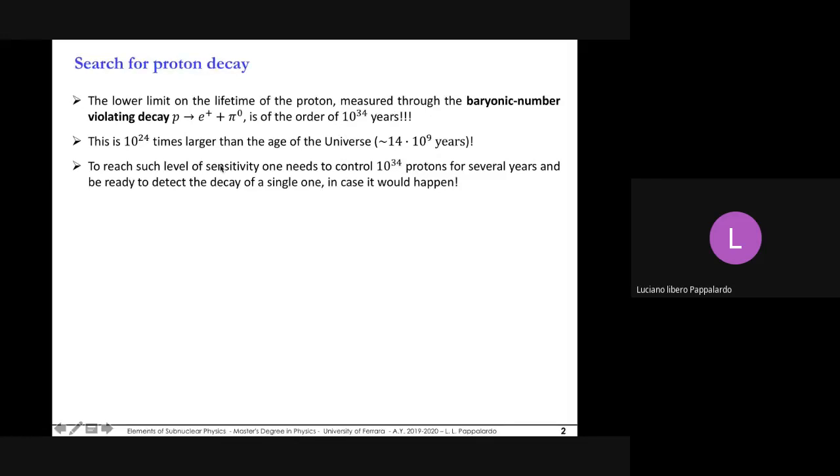Now, 10 to the 34 is, if you pay attention, 24 orders of magnitude larger than the age of the universe, which is of order 14 billion years. To reach such a level of sensitivity, one needs to control something like 10 to the 34 protons for several years and to be ready to detect the decay of a single proton in case it would happen. And so far, this has never been found.